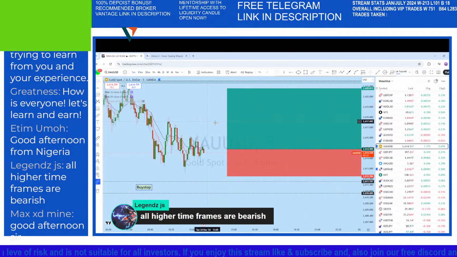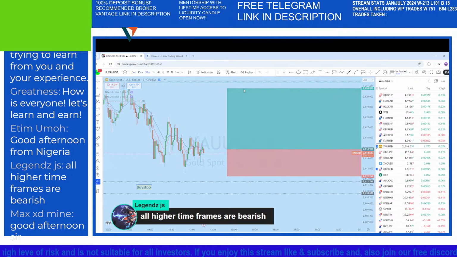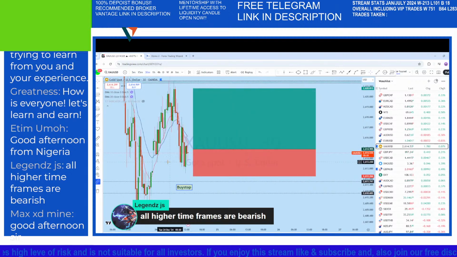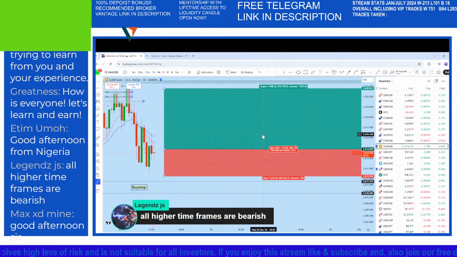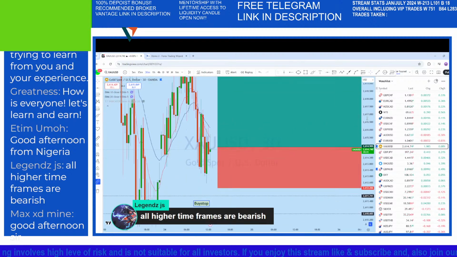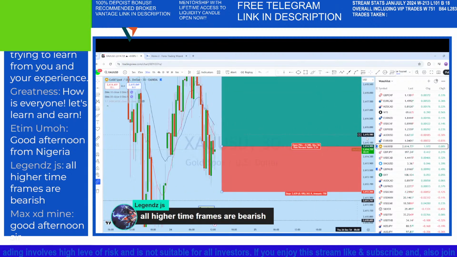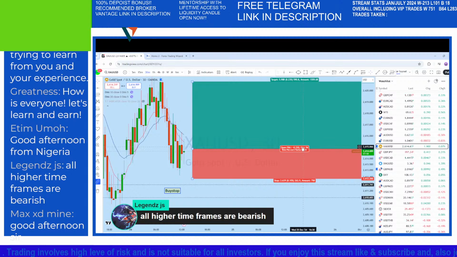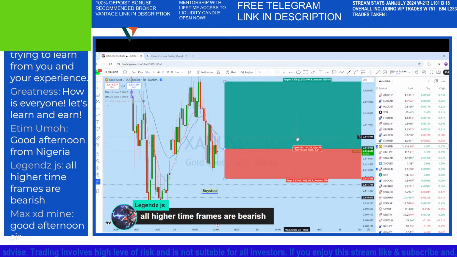Want to see a breakout in this area here, a doji, and with this doji formation.